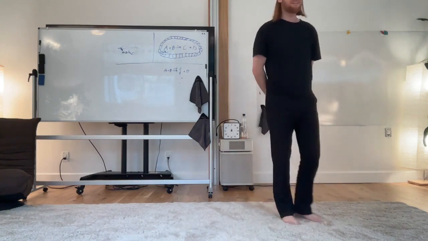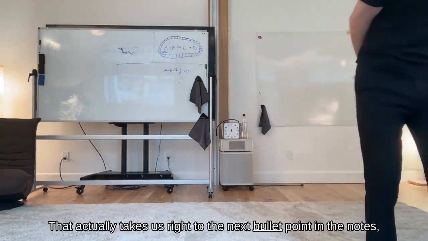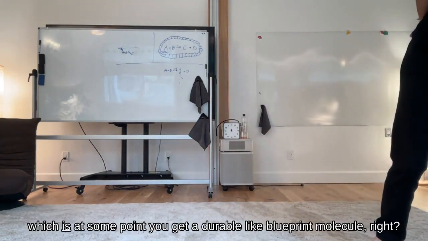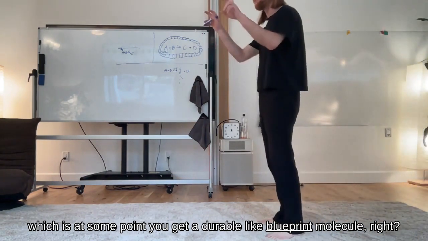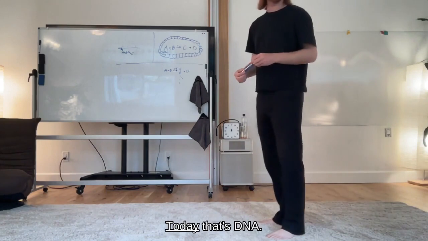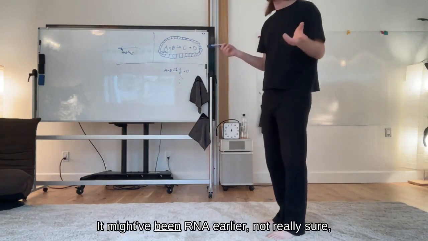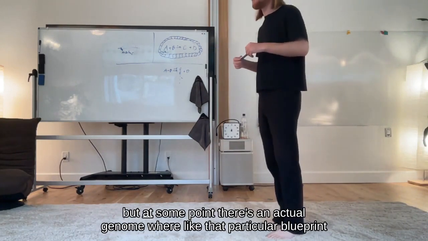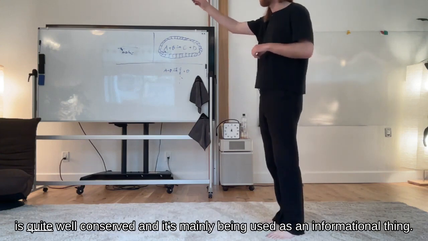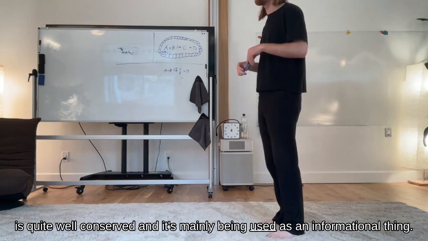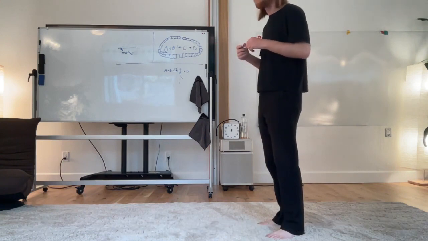Yep. And that actually takes us right to the next bullet point in the notes, which is that at some point you get a durable blueprint molecule. Right. Today that's DNA. It might have been RNA earlier, not really sure, but at some point there's an actual genome where that particular blueprint is quite well conserved and it's mainly being used as an informational thing.